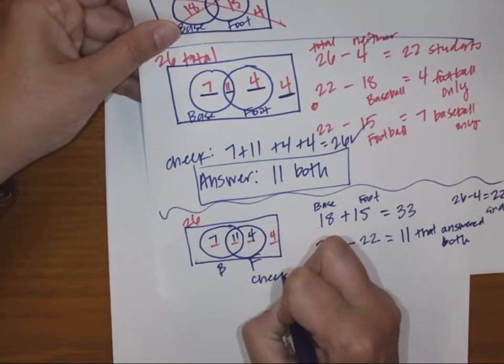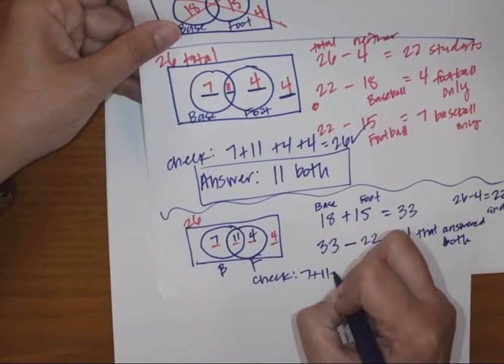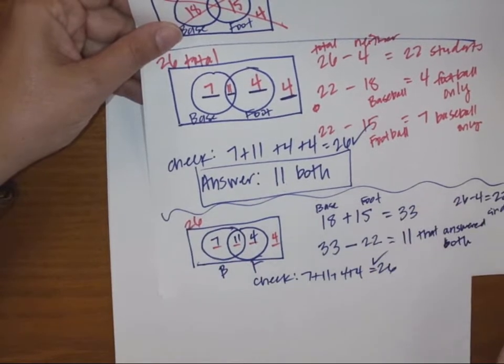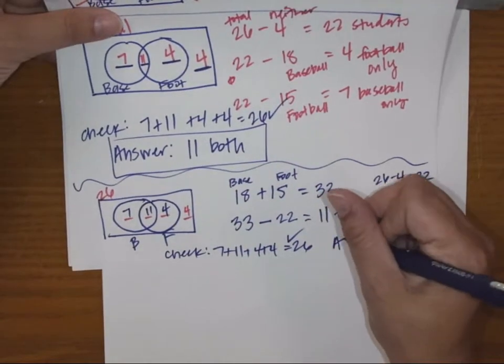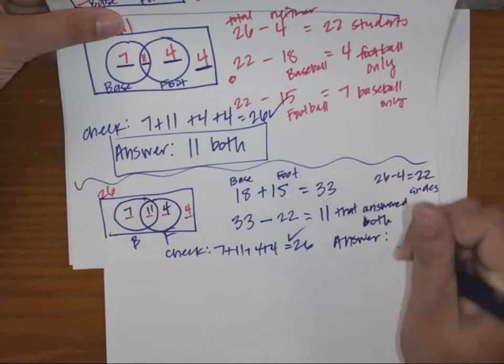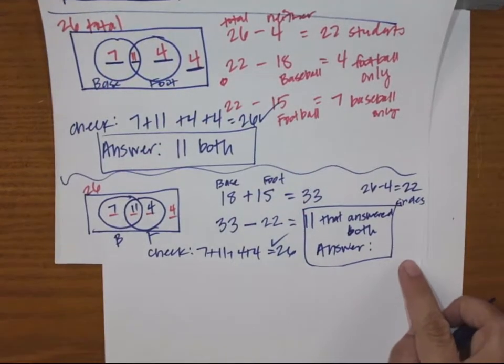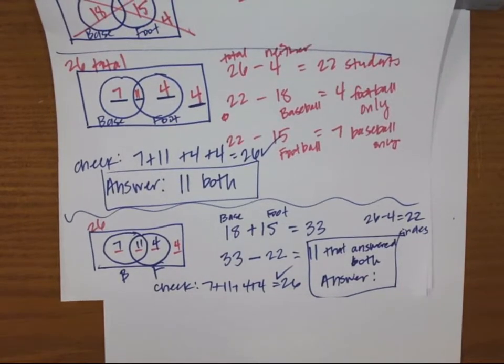Let's check and make sure they all add up. My check is 7 plus 11 plus 4 plus 4, which equals the 26 students that I was supposed to have in the circle. So my answer, again, is the number that answered both, 11 students. Okay, so that is 2 ways to do that problem.